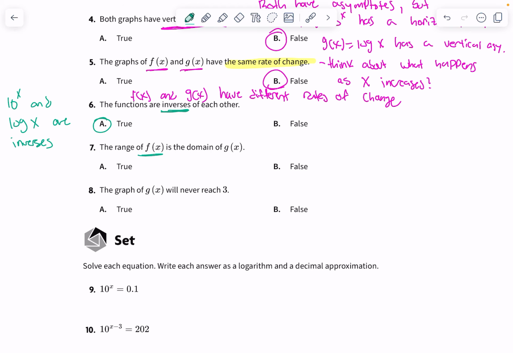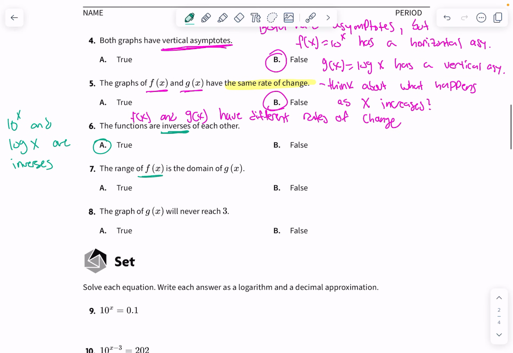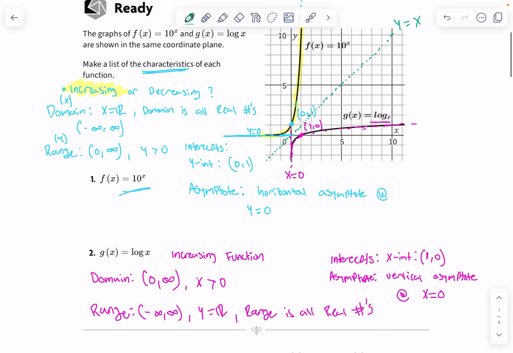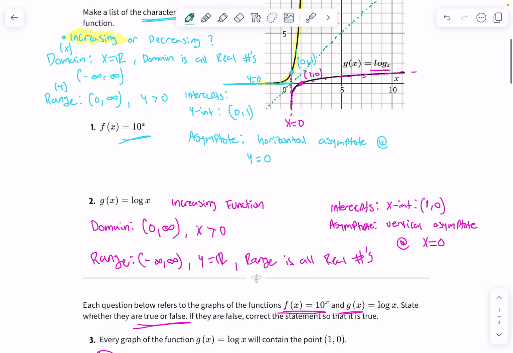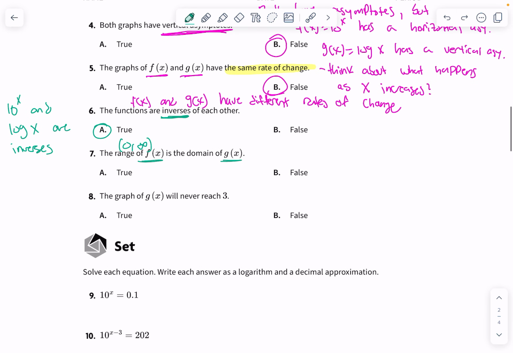So the range for f of x was that y was greater than 0. But let's do 0 to infinity. Is a domain of g of x. So for g of x, the domain there is 0 to infinity, right? This is another true statement, okay? That's also true.